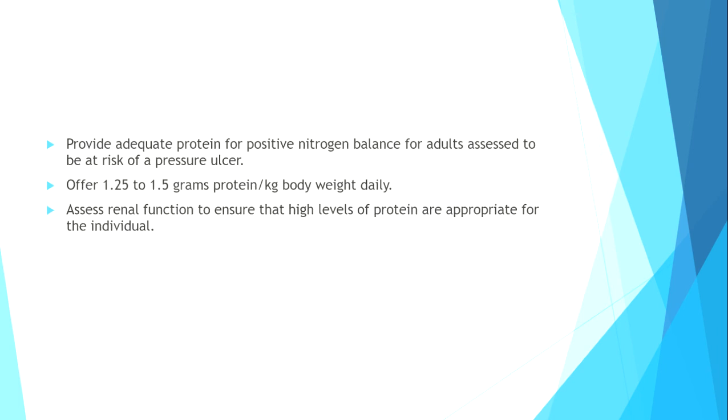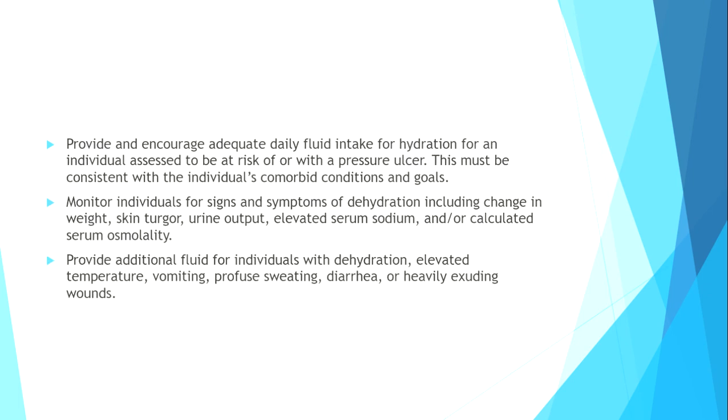Provide adequate protein for positive nitrogen balance for those assessed to be at risk of a pressure ulcer. Offer 1.25, or 1 to 1.5, grams of protein per kilogram of body weight daily. Assess renal function to ensure that high levels of protein are appropriate for the individual.